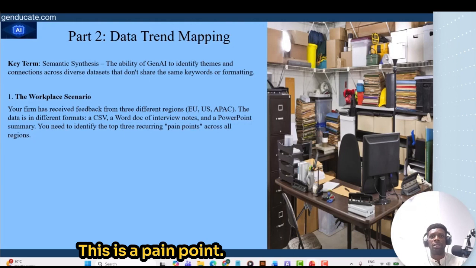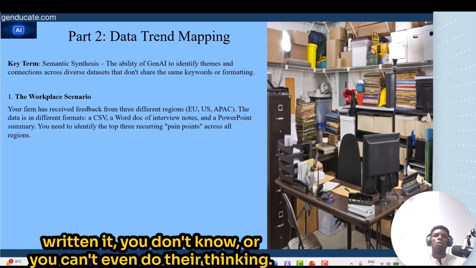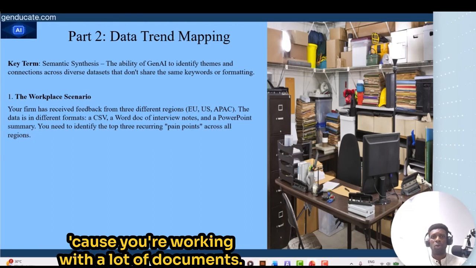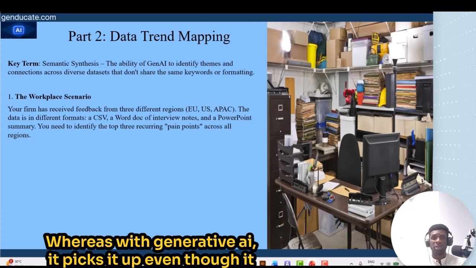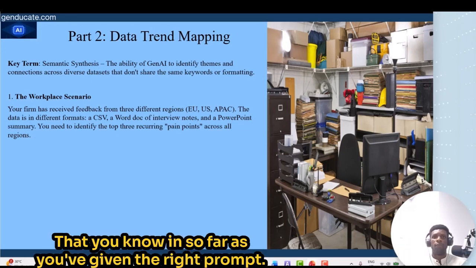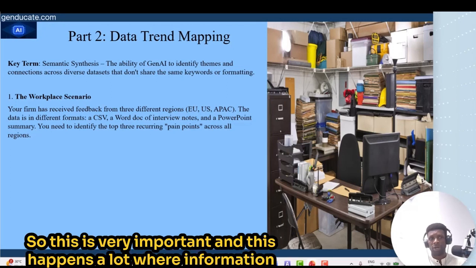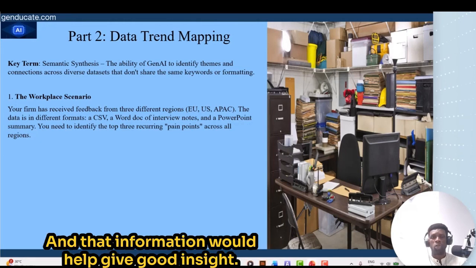This is the pain point. Whereas it might also be a pain point, but the way they've written it, you don't know, or you can't even do the thinking, because you're working with a lot of documents. You can't even think, okay, this is a pain point. Whereas generative AI picks it up, even though it's said in such a different way, insofar as you've given it the right prompt. So this is very important. This happens a lot, where information is being missed out on, and that information would help give good insight.